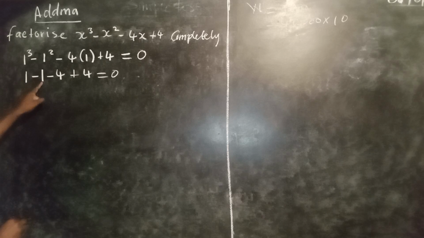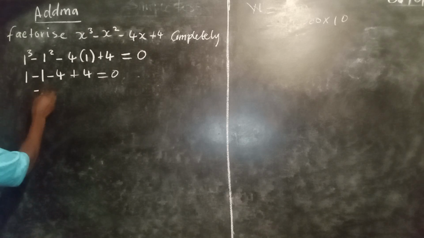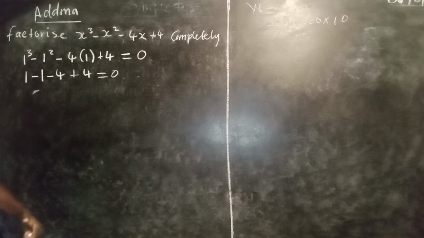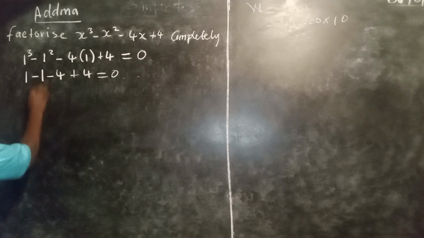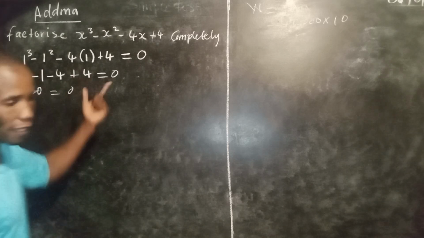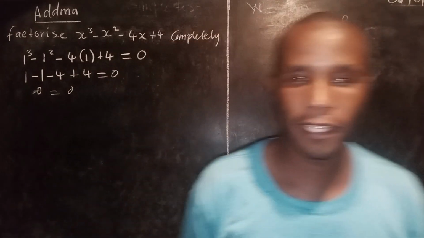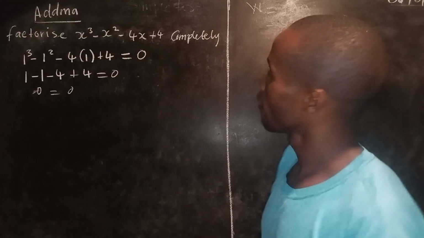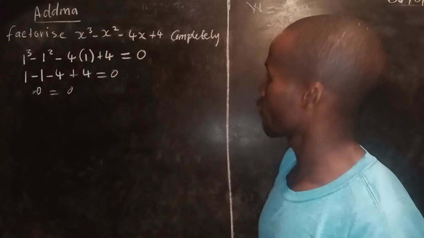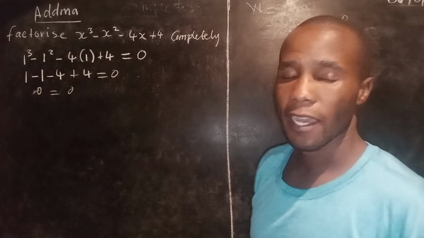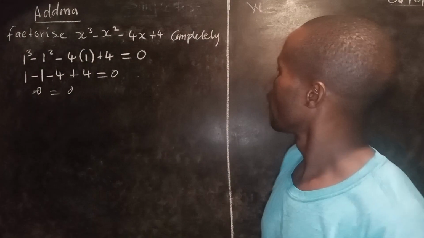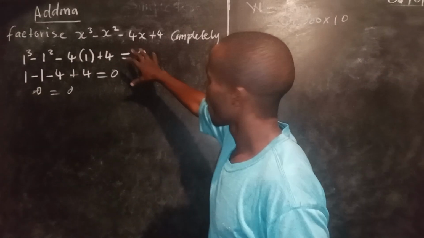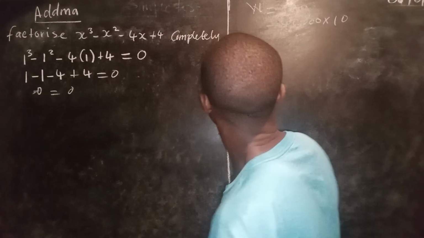Let's try. 1 minus 1 is 0, then minus 4 is negative 4, plus 4 is 0. So 0 is equal to 0. So 1 is actually a factor of the given expression. Now, let us see how we are going to use that factor so we can work out this given question.